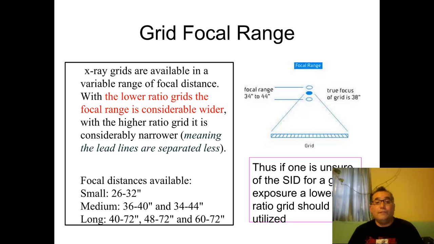Some of the focal distances available are broken up into small, medium, and large, 26 to 32 inches. That's definitely not very useful for us. Most of the exams that we do take place between 40 and 72. So really, we would like to use a long focal distance, somewhere between 40 and 72. The problem there is, again, it is possible to be a little bit less than your normal SID. Let's say you're at 36 or 34, and then you would have a problem with your grid.